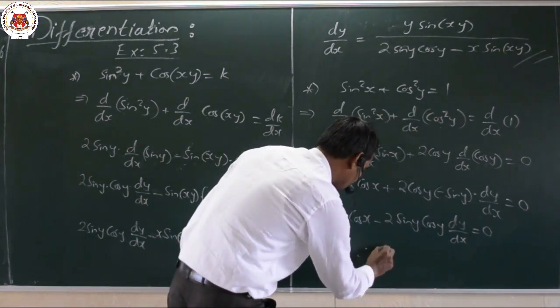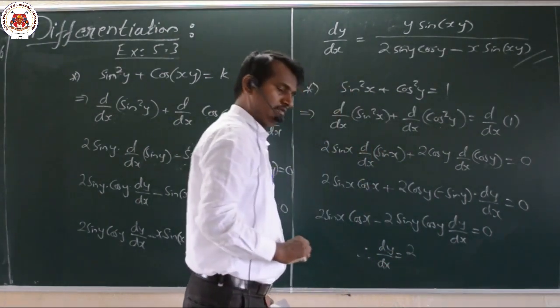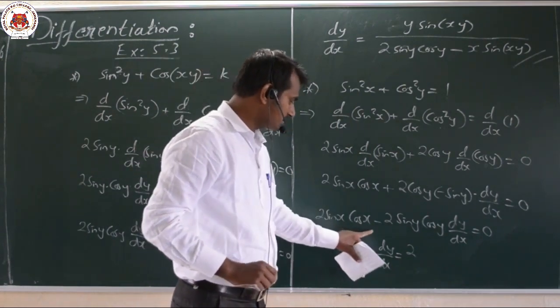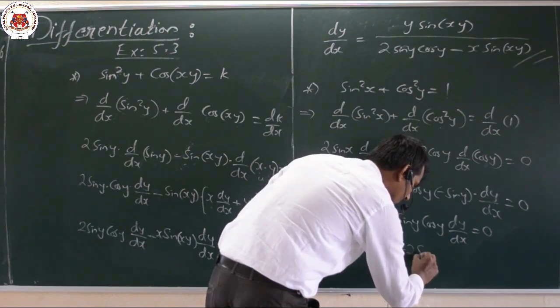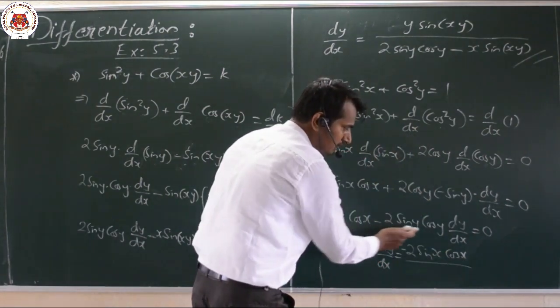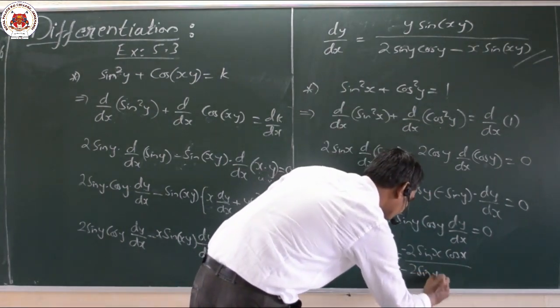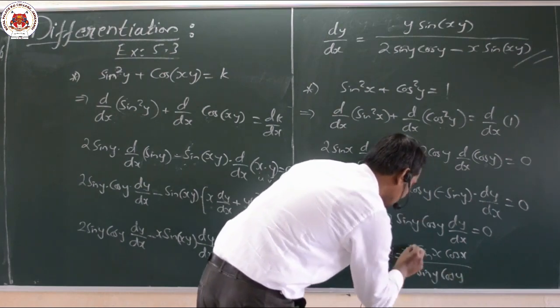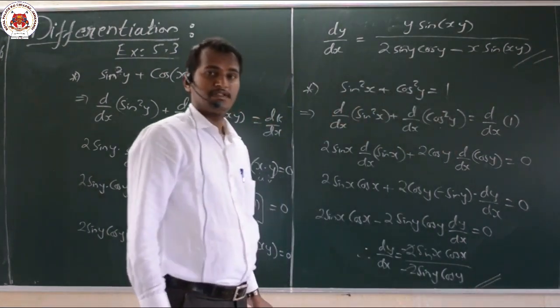So therefore dy by dx equal to, what we get here? I will take 2 sine x cos x to the RHS side, with a minus sign, minus sine x into cos x, whole divided by this whole term, that is minus 2 sine y into cos y. Minus 2 gets eliminated. That is your required result.